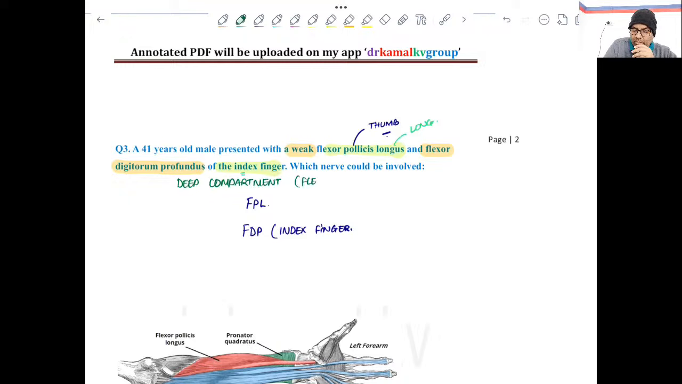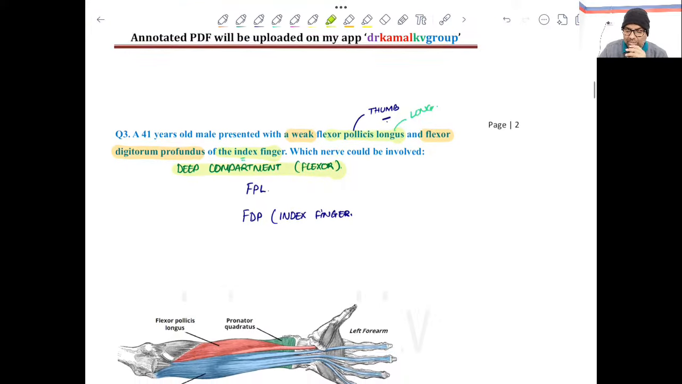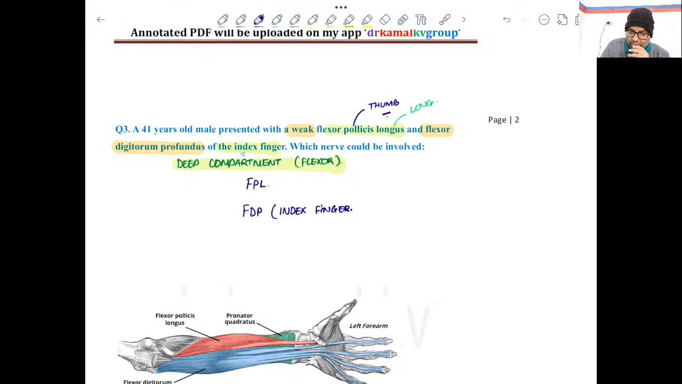Flexor group. Okay. So this is their group, deep compartment muscles. Of course, the third one is pronator quadratus, but we can skip that for the time being. The third one is pronator quadratus. So in the question, flexor pollicis longus and flexor digitorum profundus, and that too specifically of index finger.